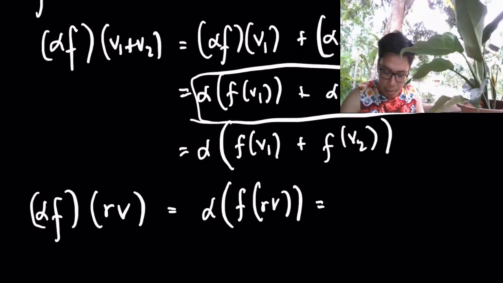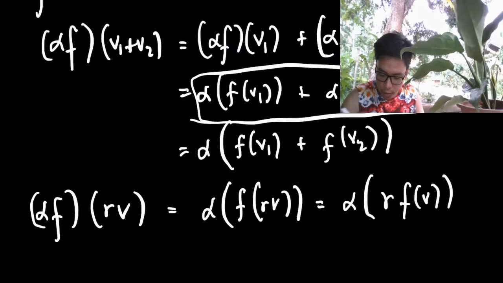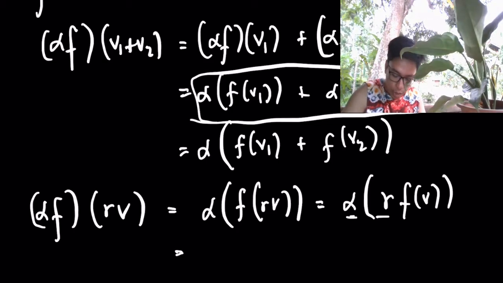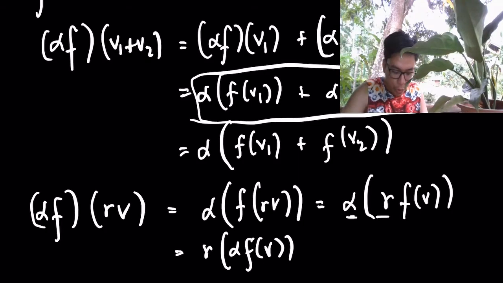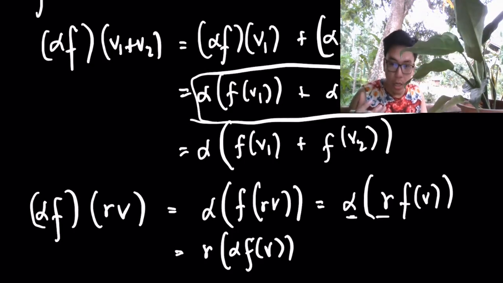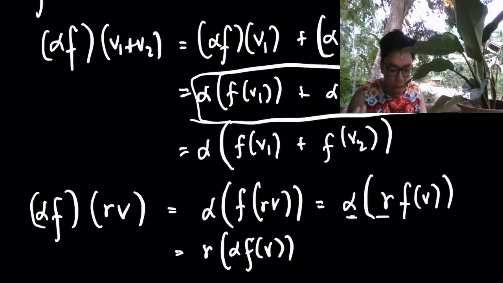And then remember that f here is a linear transformation, so I can extract r. So I would have r of f of v. And so these two things here are actually real numbers, so the commutativity of real numbers holds here. So I would have r alpha f of v. So therefore, the condition 2 is satisfied.